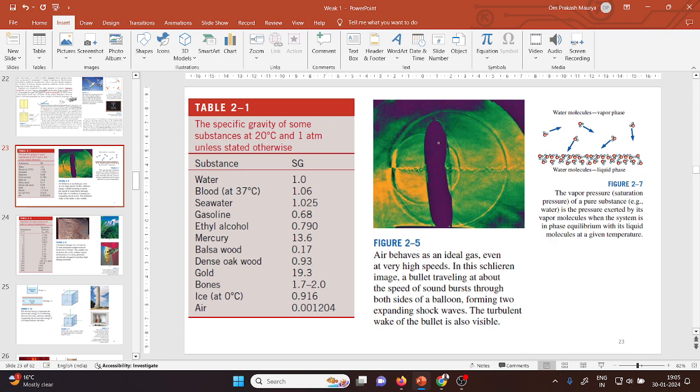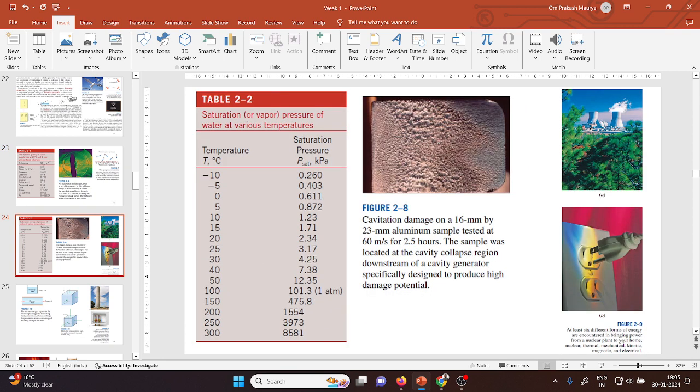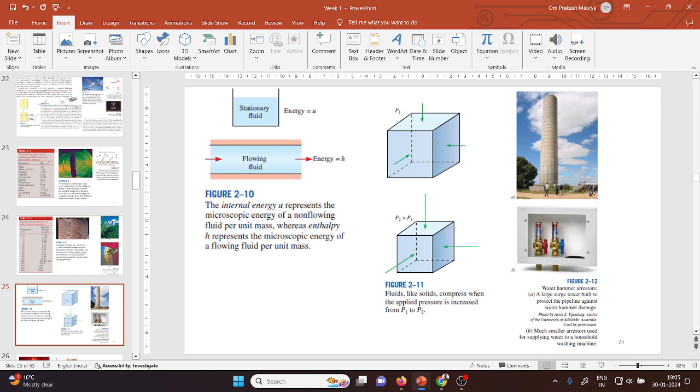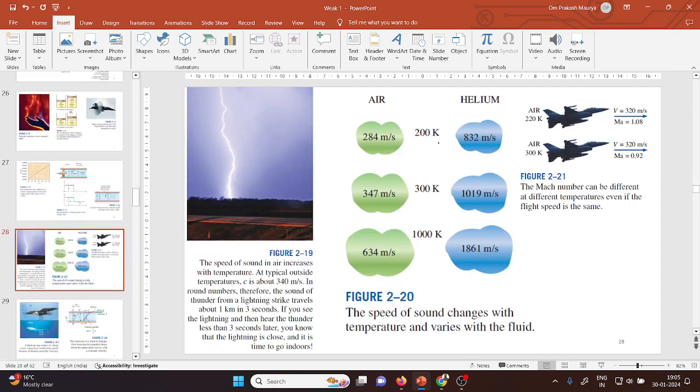These are the only values. What is the SG value? That is the specific gravity. You can take a screenshot, or I have already uploaded this PDF.